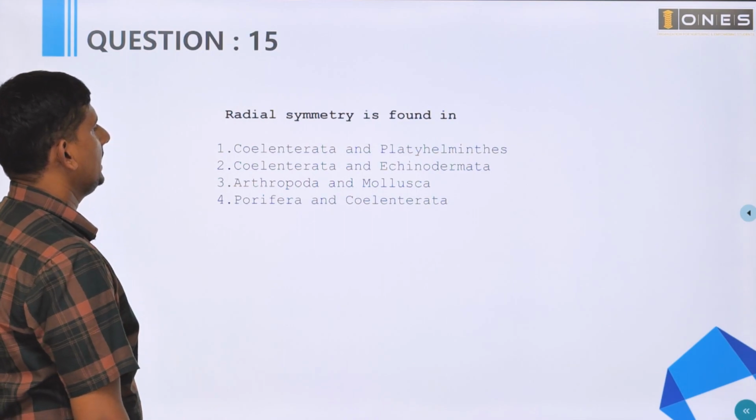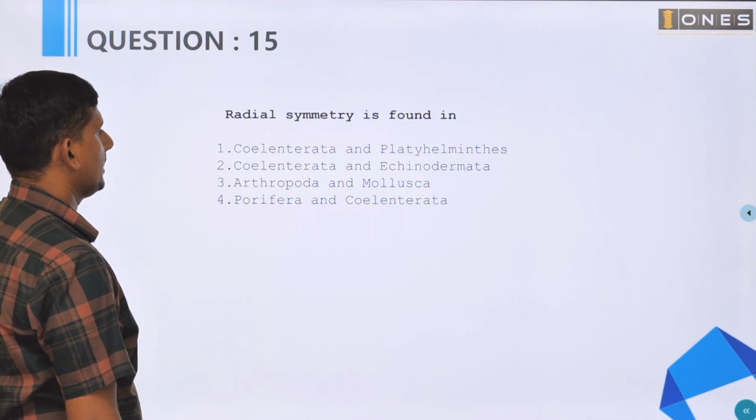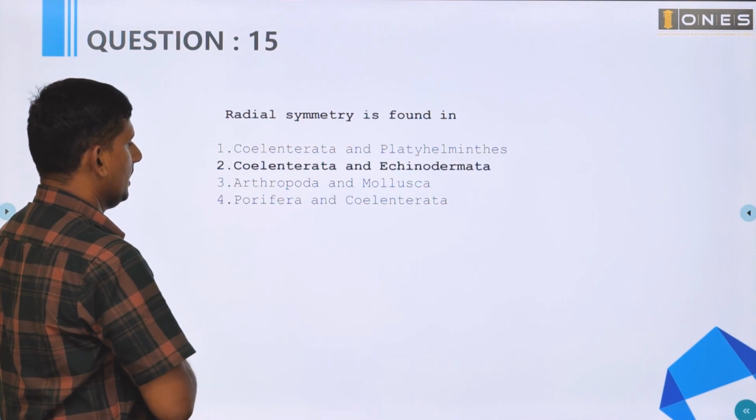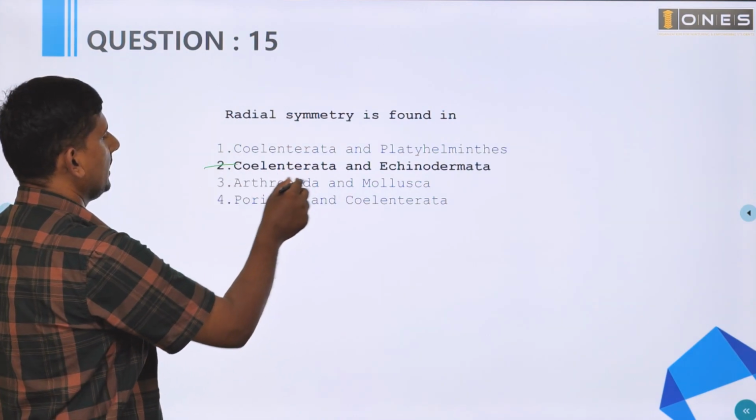So the next question is, radial symmetry is found in Coelenterata and Platyhelminthes, Coelenterata and Echinodermata, Arthropoda and Mollusca, Porifera and Coelenterata. So the right answer is Coelenterata and Echinodermata.